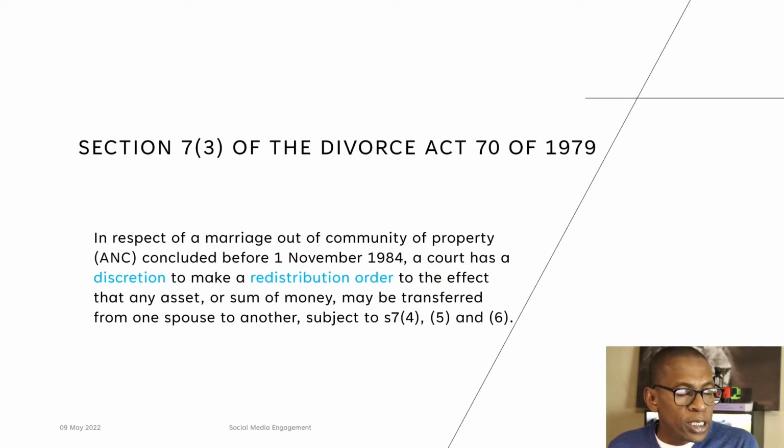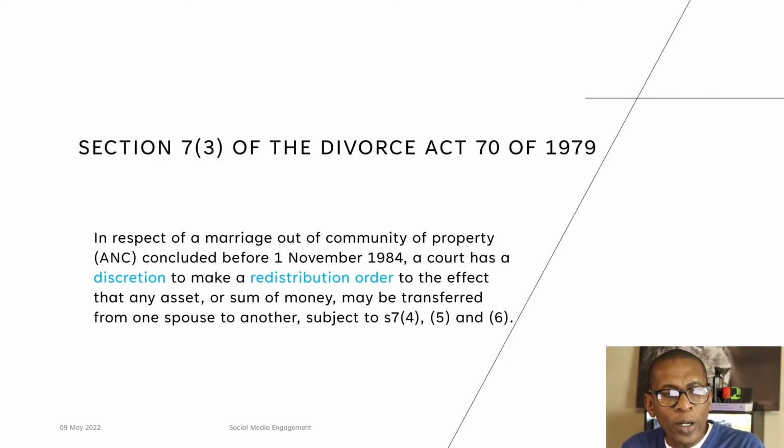So in a nutshell, Section 7(3) is in respect of a marriage out of community of property concluded before the 1st of November 1984. A court has a discretion to make a redistribution order to the effect that any asset or sum of money may be transferred from one spouse to another, subject to Sections 7(4), (5) and (6). Now, the whole point of Section 7(3), as I've said earlier, is to really help those spouses who got married before 1984 and didn't have the benefit of the accrual system.